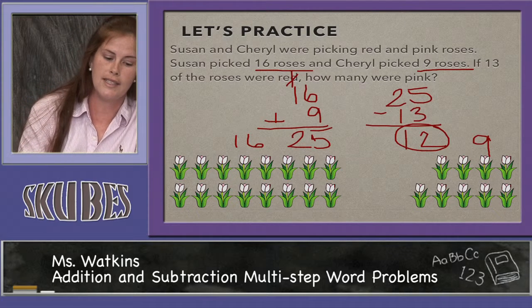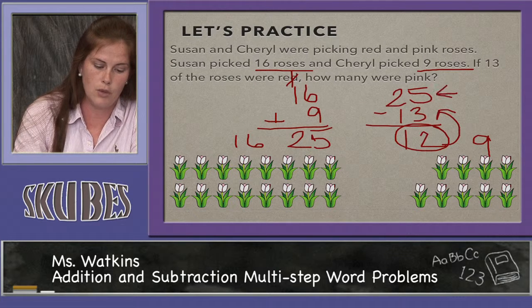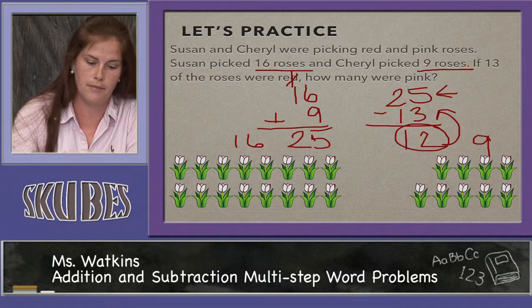To check our work, we can take the total, 13 and 12, and add those two together, and that gives us the 25 that they picked.